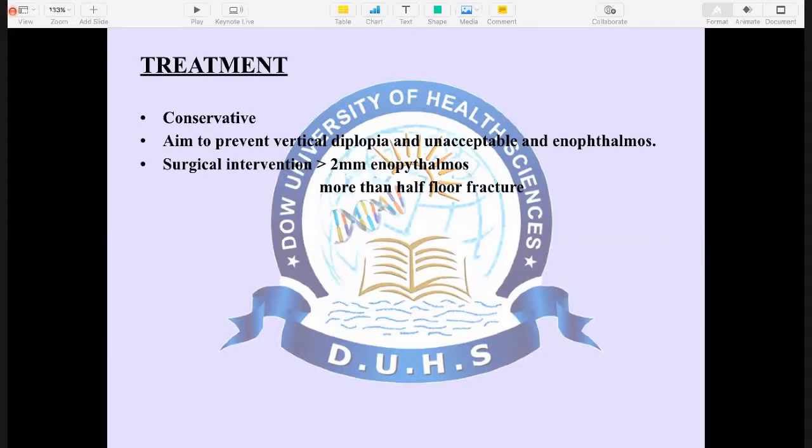And surgery is simply where you make an incision, you identify the defect, you reposition the entrapped tissue, and you put in something to repair the defect. And that something can be a range of substances. It can be Supramid, it can be Teflon, it can be sometimes as simple as an X-ray film can also be used to bridge the gap. Okay, so that's a surgical intervention.